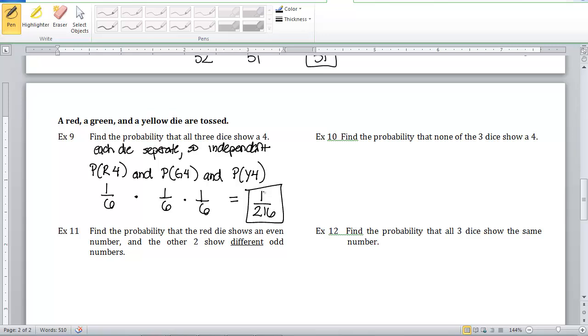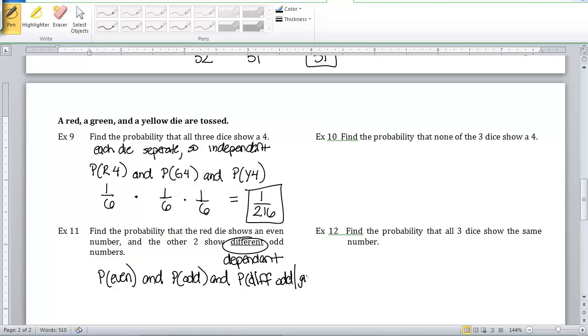In example 11, we're asked to find the probability that the red die shows an even number and the other 2 show a different odd number. Because we need the other 2 to show a different odd number, that makes this dependent. So let's start with what we're throwing. We want the probability of an even, and the probability of an odd, and the probability of a different odd, given there's already an odd.